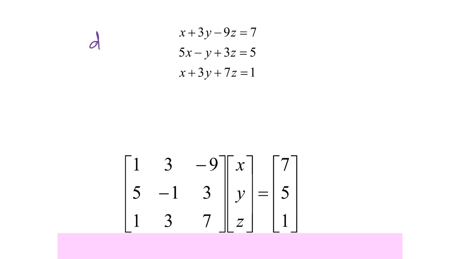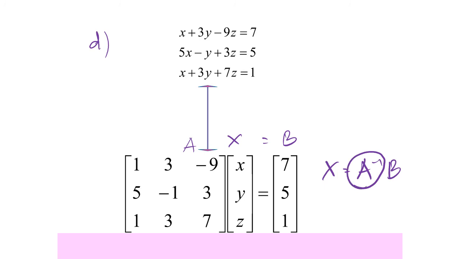Continue with question D. Question D asks you to find the solution for the system of linear equations. We have the equations already, and we can write them in matrix form, because it's easier to solve using matrix form rather than using simple simultaneous equations. So we have the matrix A multiplied by X equal to B. Now we know that X can be found by multiplying A inverse with B, and we know what A inverse is from the previous questions. So let's find X.